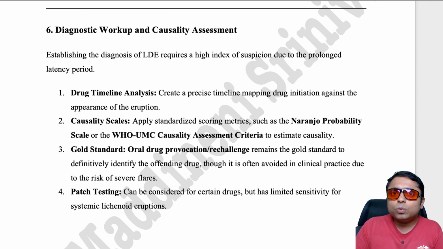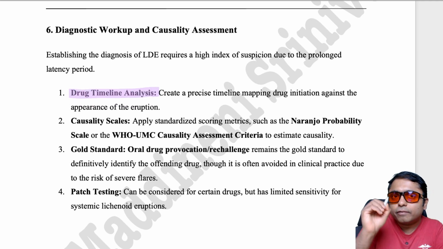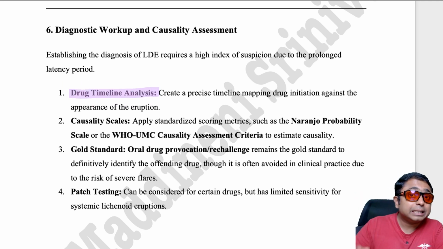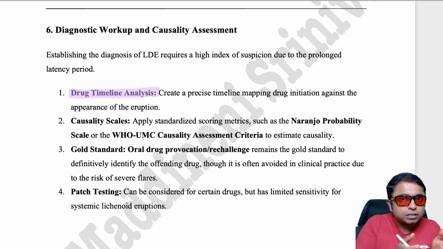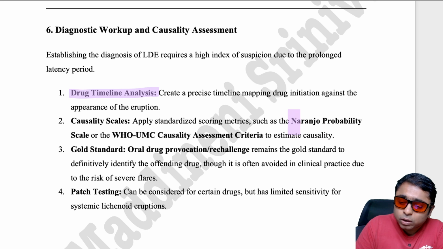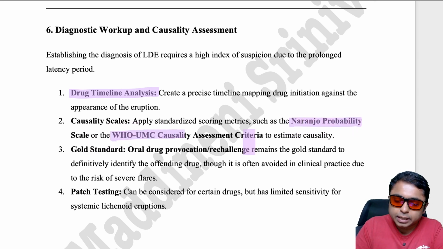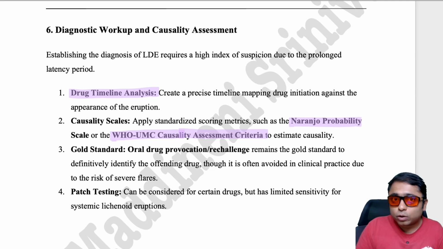And how can you establish the causal association, causality? This is also very important. So, drug timeline: note down when this medication was started, when the lesions started, what is the latency between the initiation of the medication and the onset of the lesions. This has to be noted down. And we can use the Naranjo probability scale and the WHO-UMC causality assessment criteria to ascertain and to give this medication the causal role for the lichenoid drug eruptions.